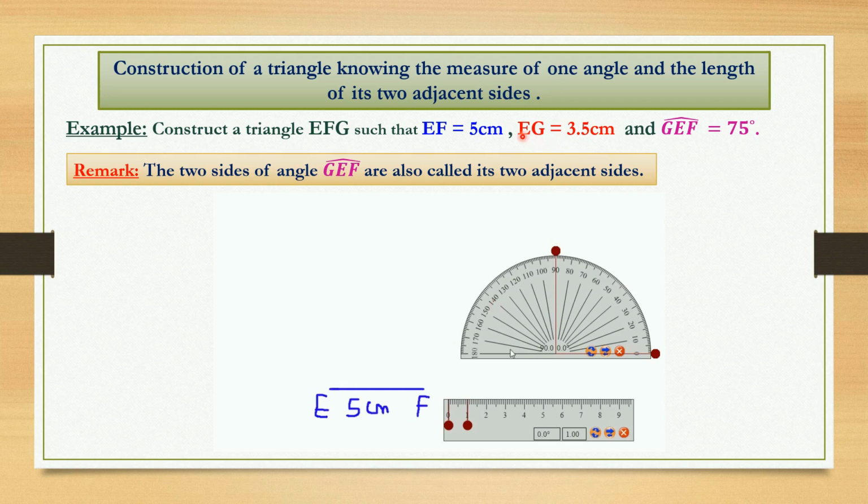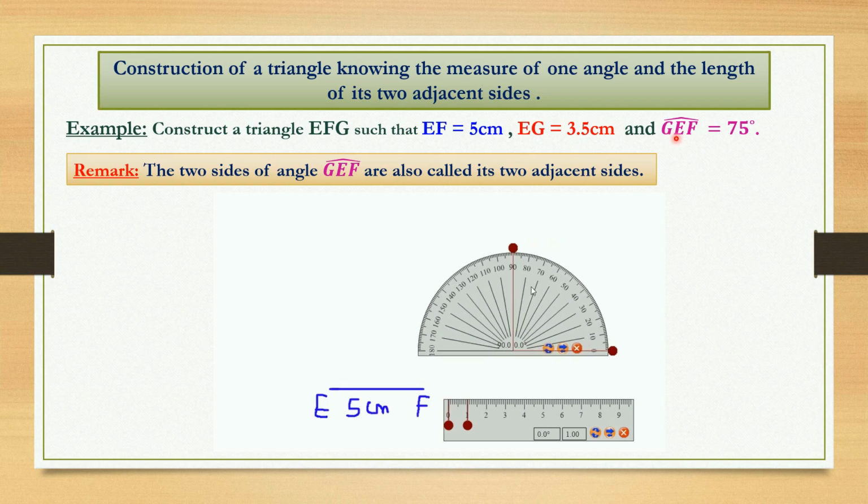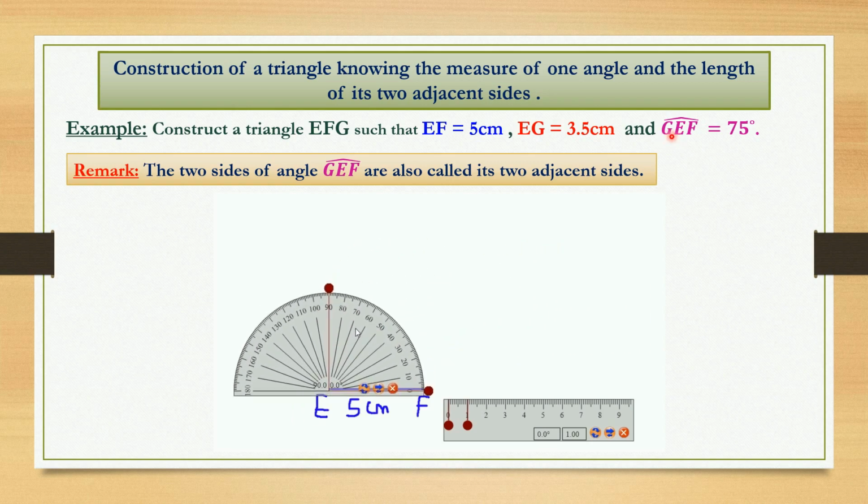Now if I want to draw the segment EG equals 3.5 centimeters, how can I draw it? Do I draw it randomly? No, because I don't know what is the angle formed between EF and EG. So first I need to draw an angle GEF of vertex E measuring 75 degrees.